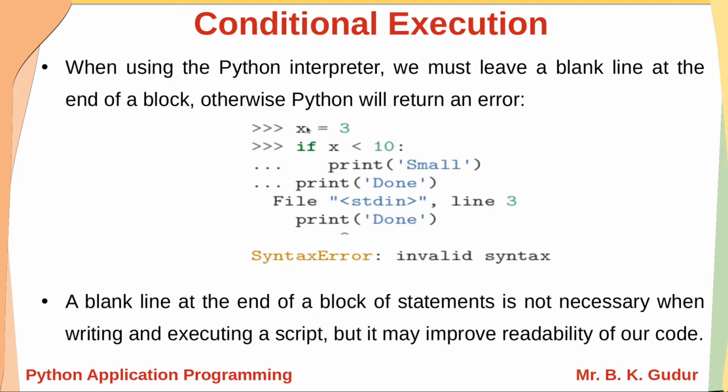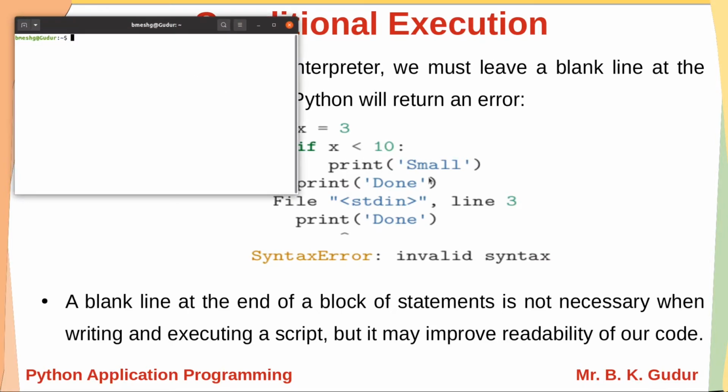In this case, x is equal to 3. If x is less than 10, print small. Here, only print small is within the if, and print done is not within the if. But this is going to give an error because after print small, to tell that this is the end of the block, you should leave one blank line here. Before I proceed further, I'll show the execution of this and later we'll continue.